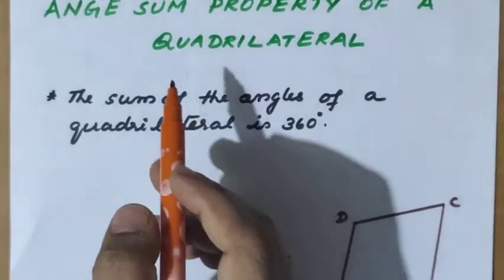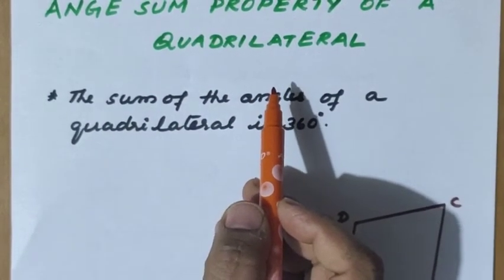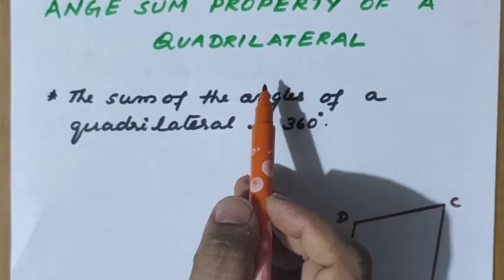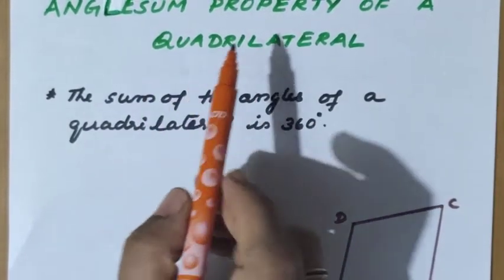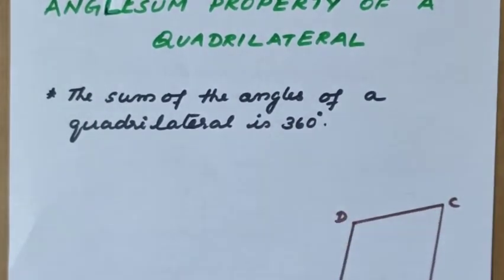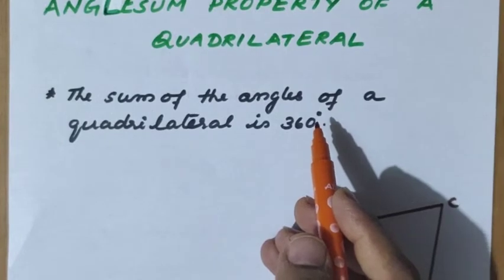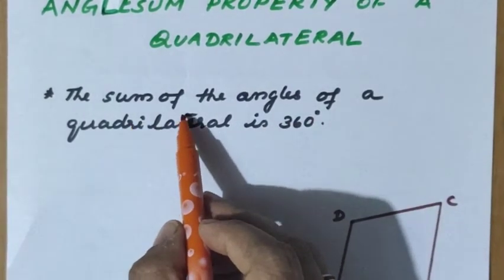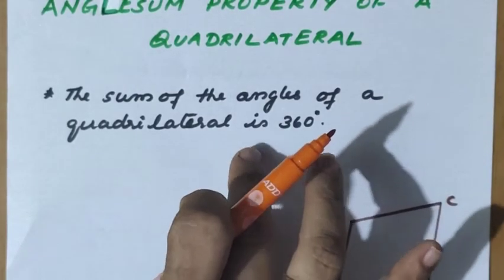Next theorem: angle sum property of a quadrilateral. Already we have studied the angle sum property of a triangle. Now we have to study the angle sum property of a quadrilateral. The sum of all the angles of a quadrilateral is 360 degrees. What is the sum of all the angles of a triangle? It is 180. Now what are we going to study? The sum of all the angles of a quadrilateral is 360 degrees. It is a theorem for you.